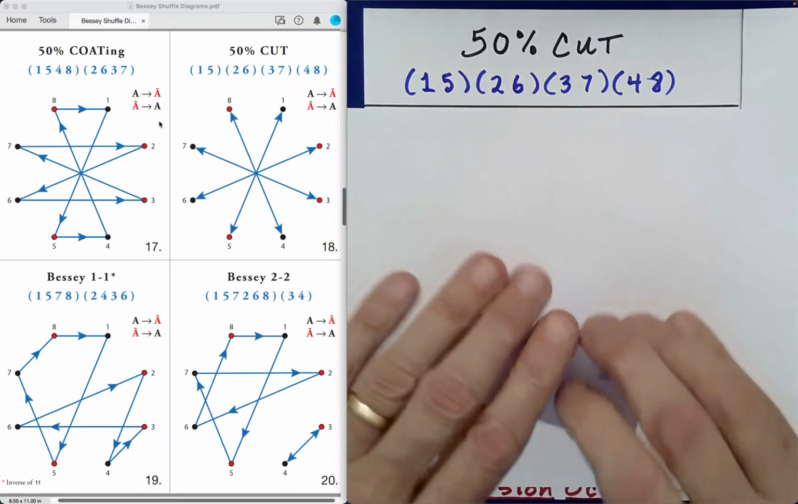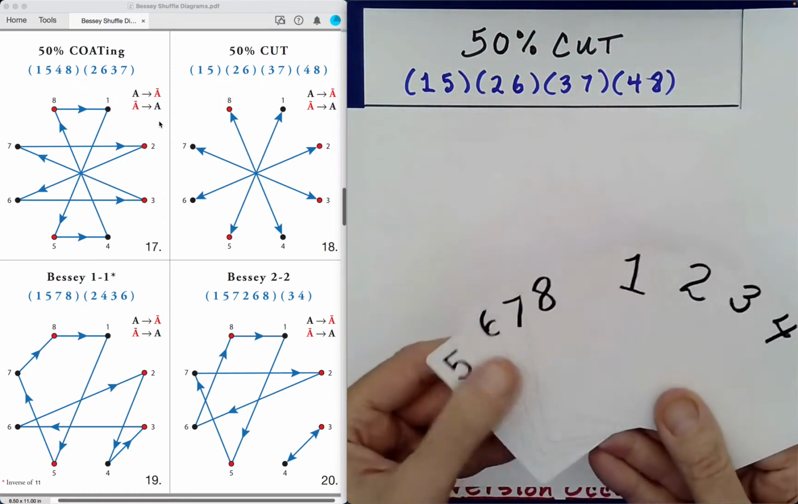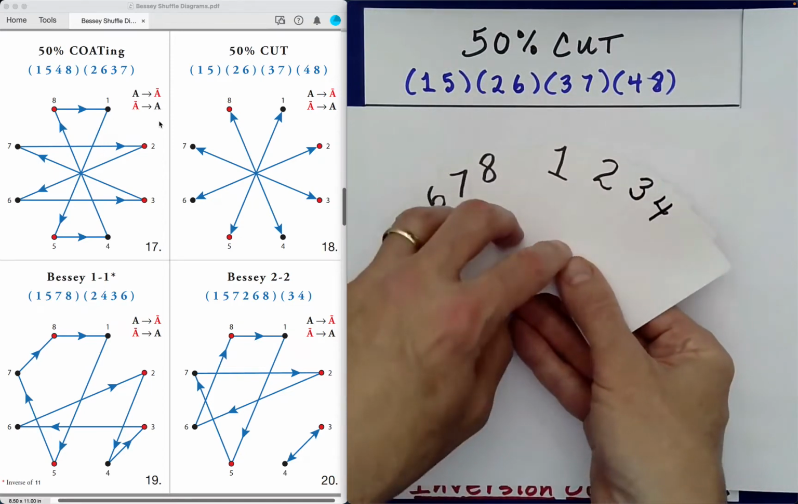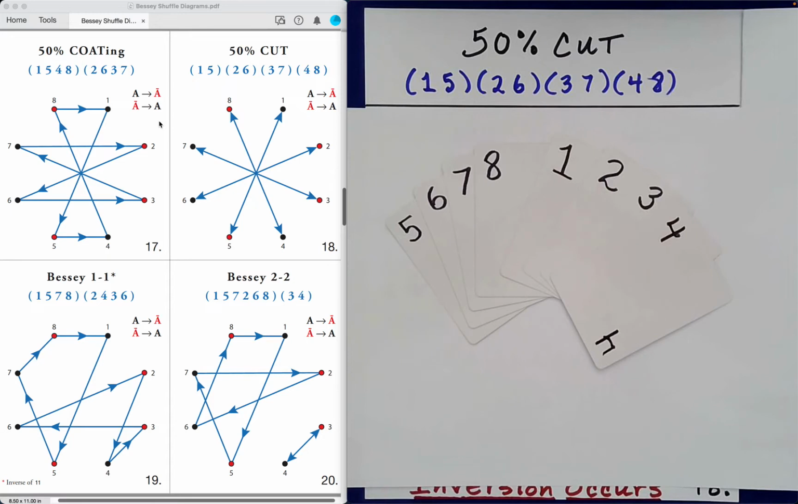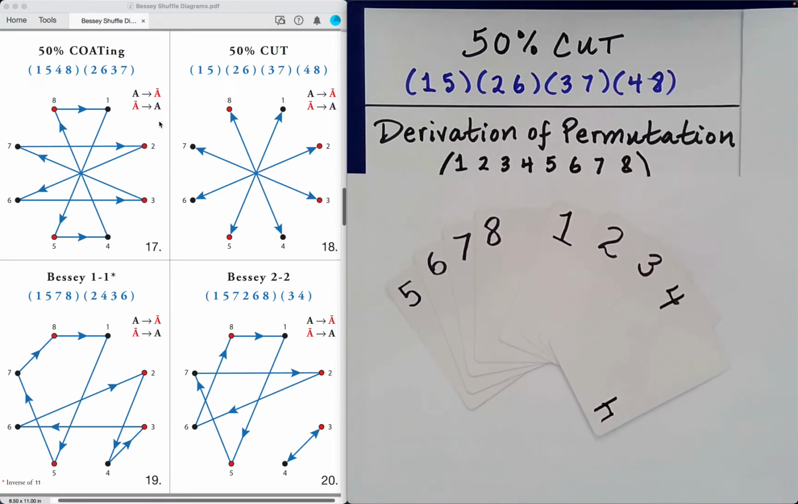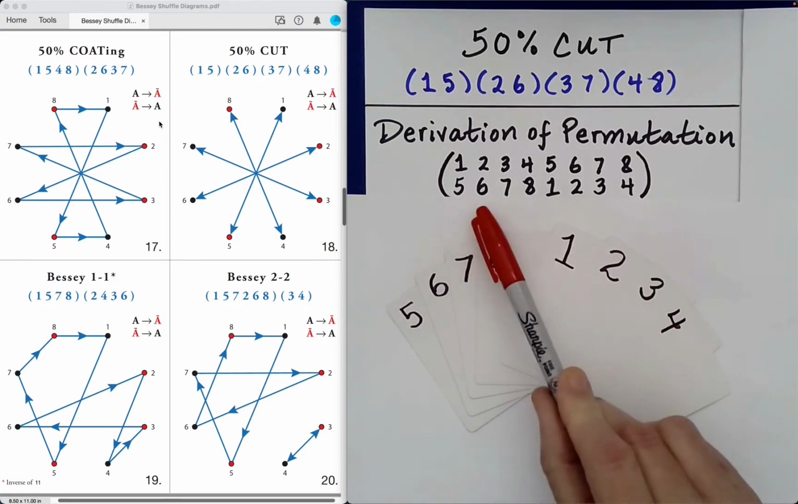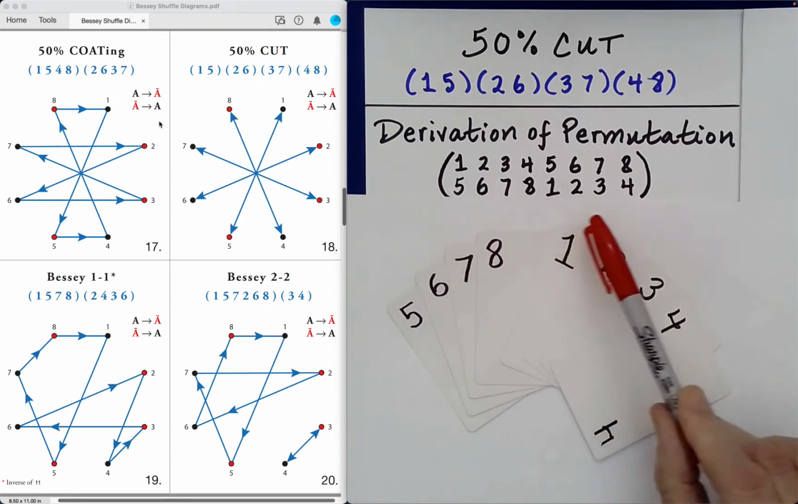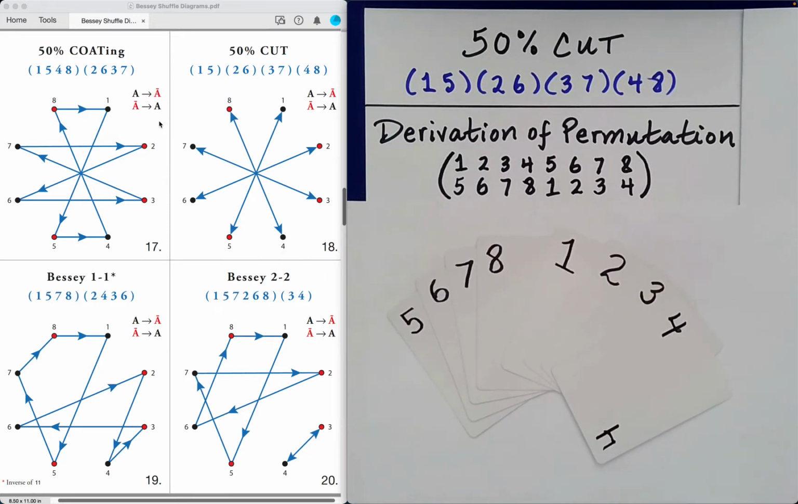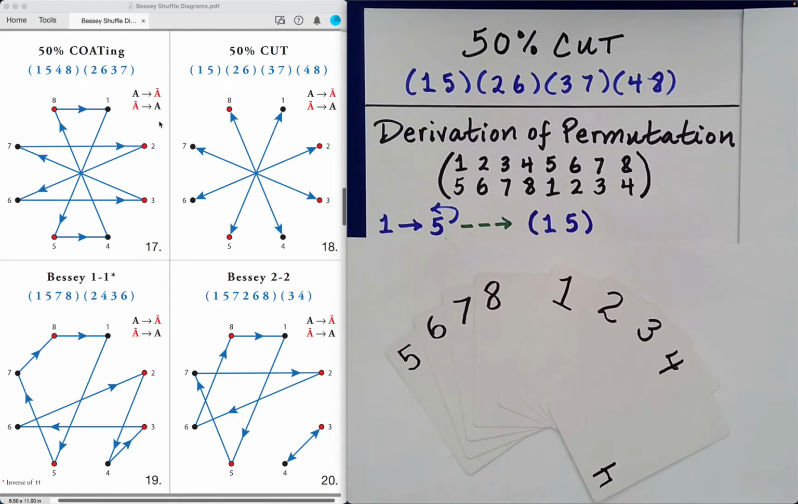Well, what's the new ordering of the cards? Well, you can probably anticipate what it is, but let's go ahead and just set it out so we can clearly see. And writing this permutation in Cauchy's 2-line notation would look like this, where the second row consists of 5, 6, 7, 8, 1, 2, 3, 4. Cauchy's 2-line notation can be rewritten or converted to cycle notation as follows.